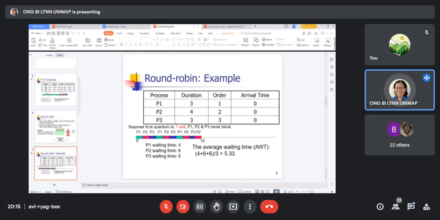We are not going to consider any arrival time in this case. So it says suppose the time quantum is 1 unit. Alright, ini saya. Selepas dia menjalankan 1 unit, dia perlu keluar daripada queue and then it will allow others to go into the queue again. Okay, so let us see. So hijau adalah untuk proses 1. Merah adalah untuk proses 2. Biru adalah untuk proses 3.